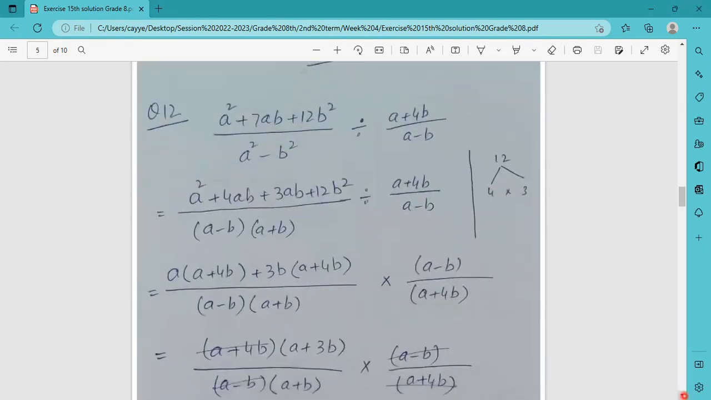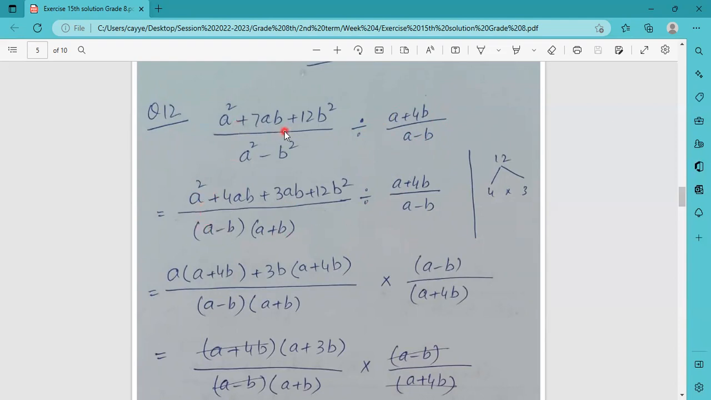Now come to question number 12. A square plus 7ab plus 12b square, divided by a square minus b square. There is a division sign. You know that for division, we have to make it multiplication, and in the later steps we will invert the next fraction. Invert means we will take the reciprocal of the fraction: numerator becomes denominator, denominator becomes numerator.